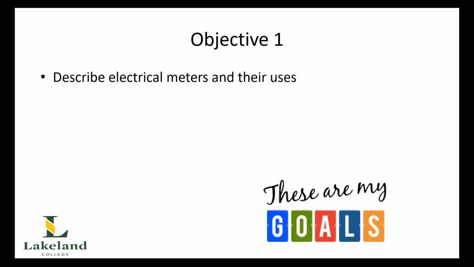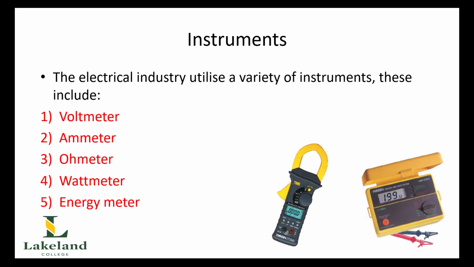Alright then, let's jump in and sort out objective 1 first, which is to describe electrical meters and their uses. By no means are we describing all electrical meters, we're just going to talk about the main ones that we are required to discuss here at 4th class. There are 5 main meters that we can have a brief chat about throughout this chapter: the voltmeter, the ammeter, the ohmmeter, the wattmeter, and the energy meter.